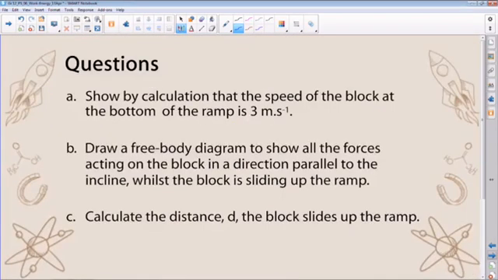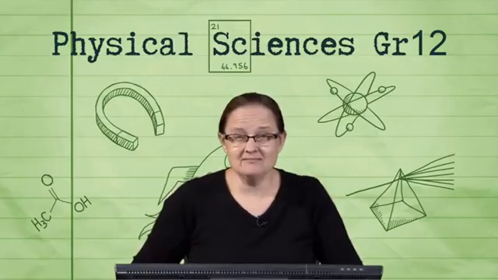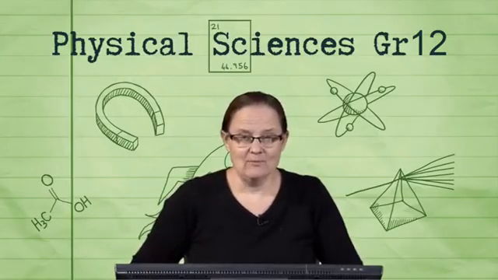The questions say, show by calculation that the speed of the block at the bottom of the ramp is 3. Then I want a free body diagram of the forces acting on the block in the direction parallel to the incline. And then I want to know the distance it goes. So I'm going to give you 3 minutes, and we're going to see how far you get. Your 3 minutes start now.